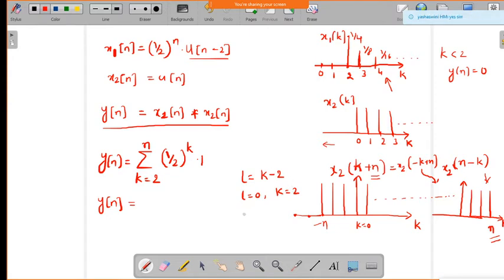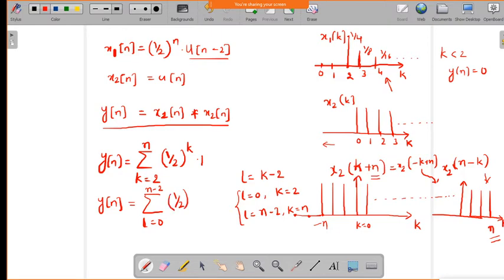And similarly when k equals n, L becomes n minus 2. So now the new limits exist from 0 to n minus 2, that is L equal to 0 to n minus 2. So half power, you will be having the value of k, which is L plus 2.